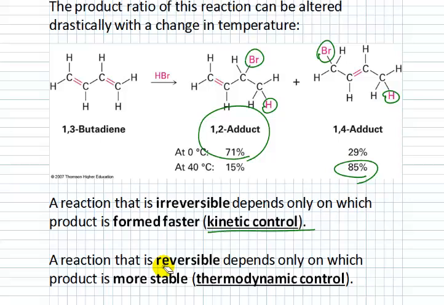A reversible reaction, one that can form the product but then go back to the reactant and back and forth and so on, depends on which product is the most stable. It has no bearing on which is the fastest because it's a reversible reaction. We can go back and forth and we have access to all possible reactants and products. Whatever is the most stable then will be the one that is the most populated in this case.